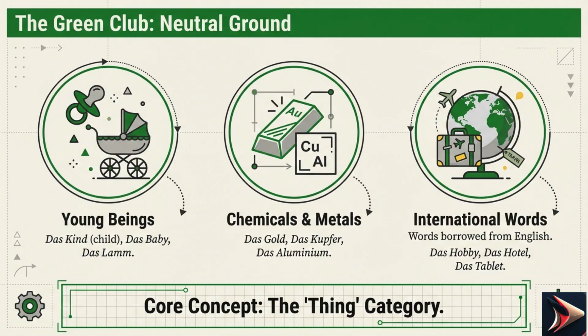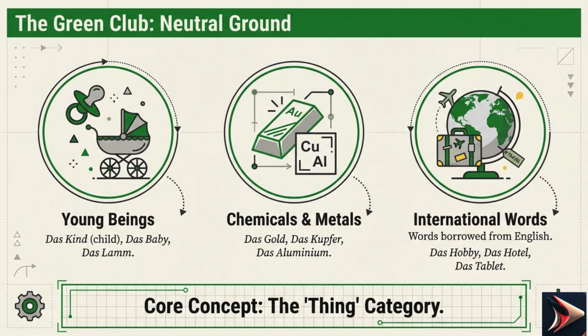And that brings us to our final stop, the green club, neuter das. Now, this is often seen as the kind of catch-all category for things, or abstract concepts, or words that don't quite fit anywhere else. But don't worry, it has its own set of very helpful rules too. The das club is the home for young beings, like das Kind, the child, and das Baby. It also covers materials, chemicals and metals, like das Gold. And hey, here's a great tip.